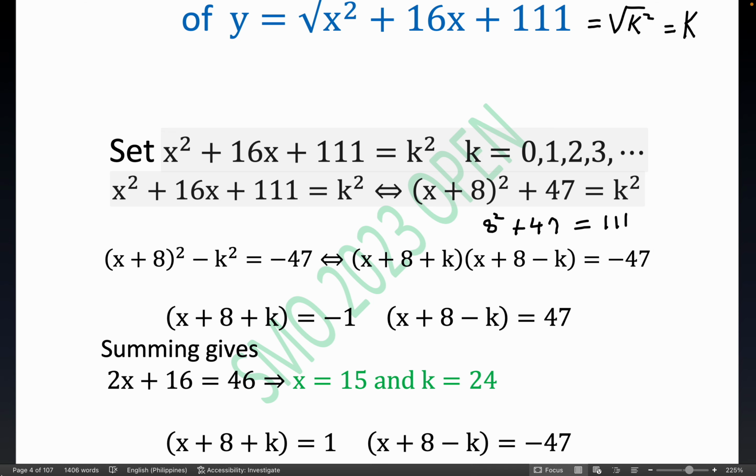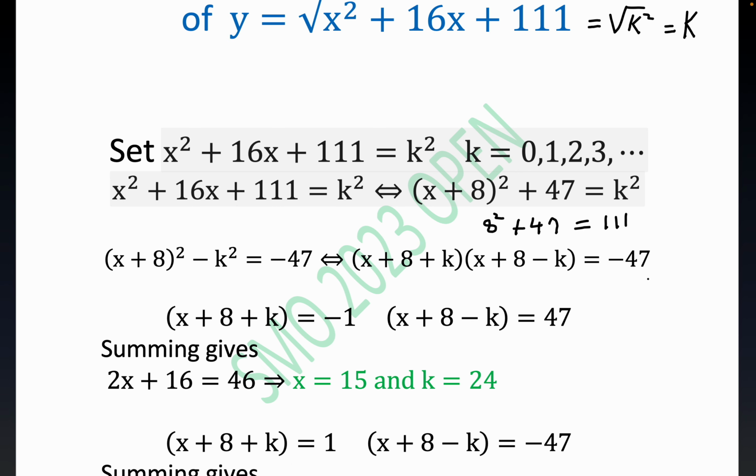Now, the way we continue here, due to the fact that 47 is prime, 47 itself is a prime number, that means it only has two factors, namely 1 and itself. And that minimizes the amount of computations you have to do. So what we can see right here is -1 times 47 is equal to -47. So we can set the first factor equal to -1, second factor equal to 47.